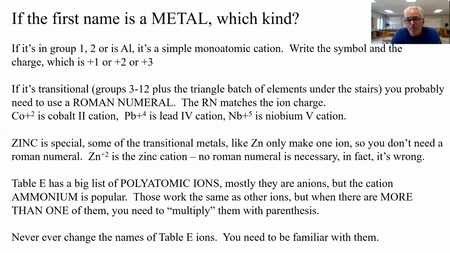And then, of course, there's table E. Table E's got 22 polyatomic ions, small groups of atoms bonded together that either lose or gain electrons, and we never change those names. So there's a bunch of rules. That's the trick here. Which rule are we going to use?